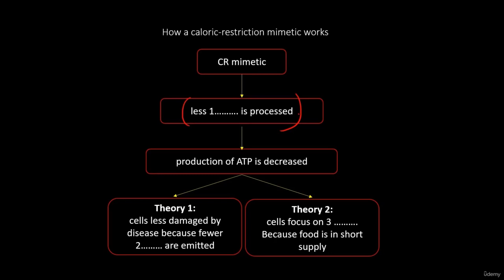Hence, your idea should be to create a sequence or a story by yourself: CRM mimetic, in which something less is produced, where production of something is decreased, that is ATP. Now, the reason for ATP to be decreased has two theories, theory 1 and theory 2. This is what we understood from the flowchart. See, finding the answer could be easy if we understand.